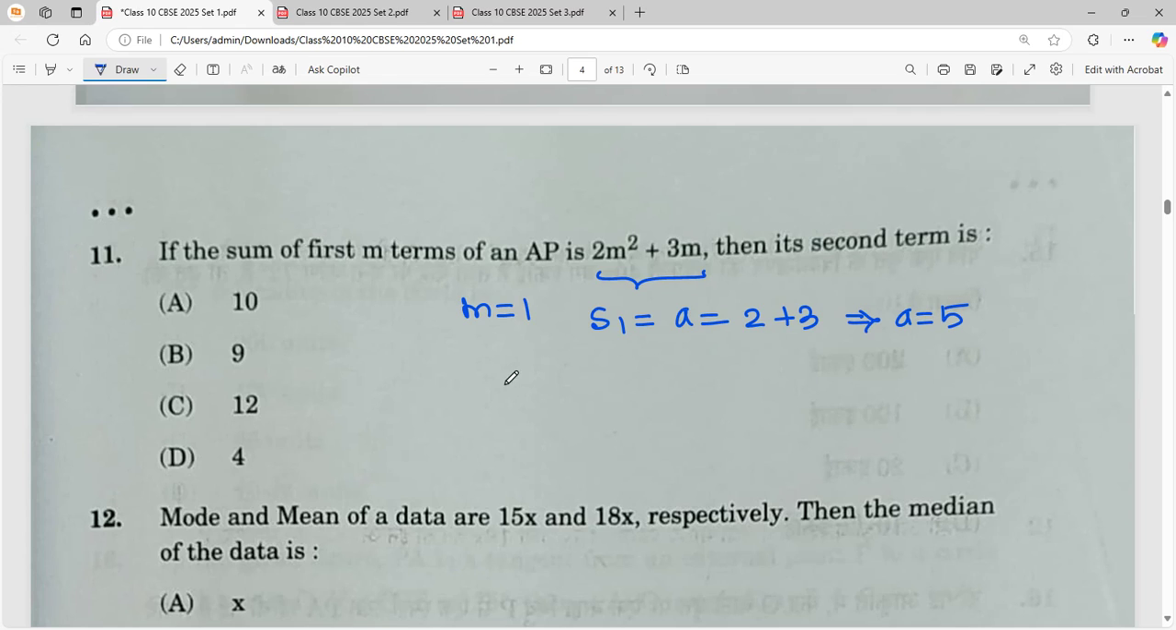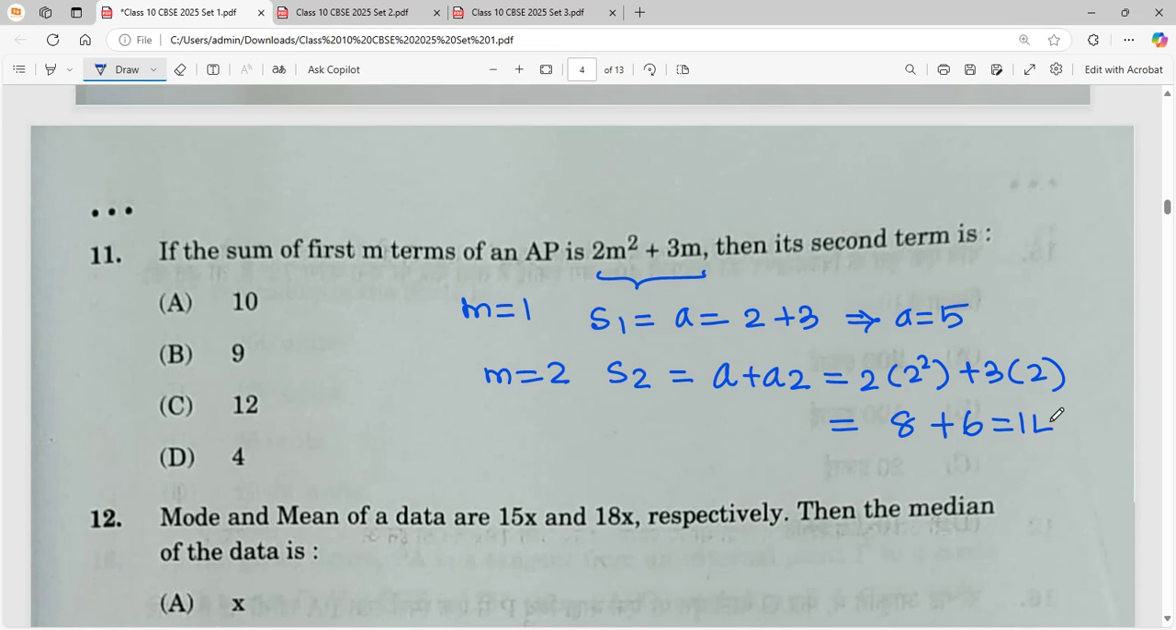If m is equal to 2, we get the sum of the first two terms, which is a plus a2, which is equal to 2 times 2 squared plus 3 times 2, which is 2 into 2 is 4, 2 into 4 is 8, plus 6, which is 14. So S2 is equal to 14, which is a plus a2 is 14. We can conclude that a2 is equal to 9 because a is equal to 5. a2 has to be 9. Is it in the options? Yes, it is.